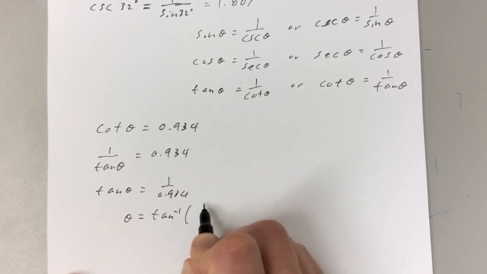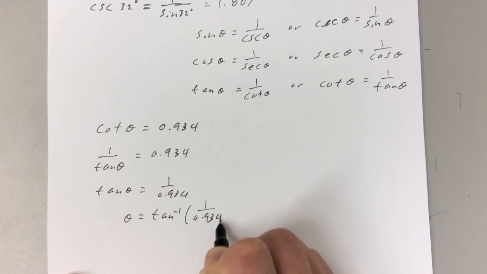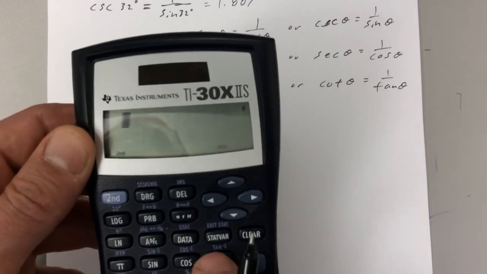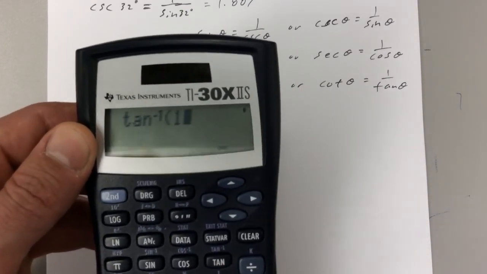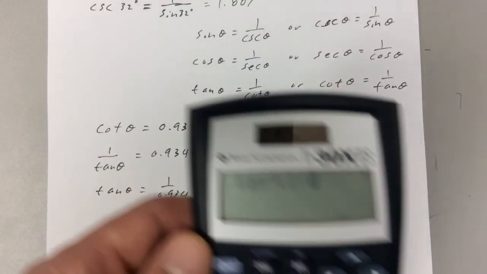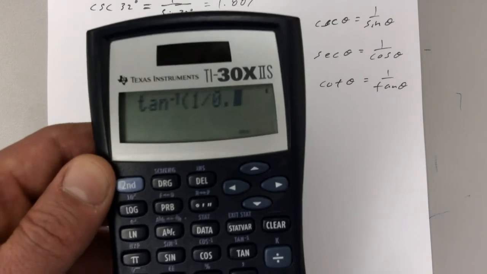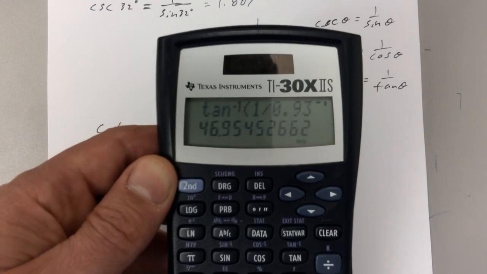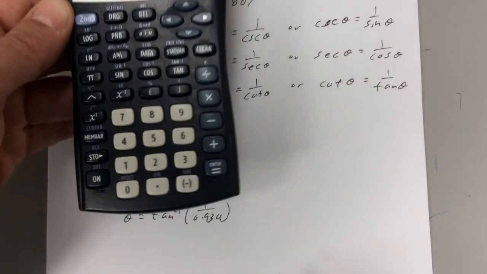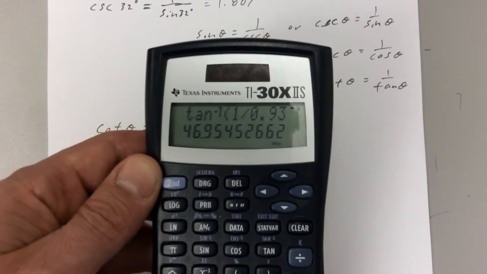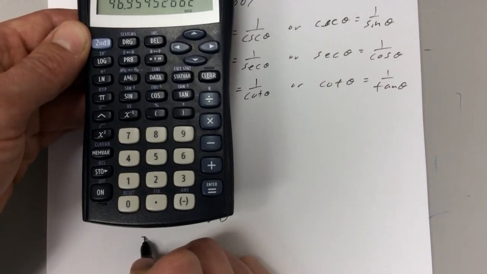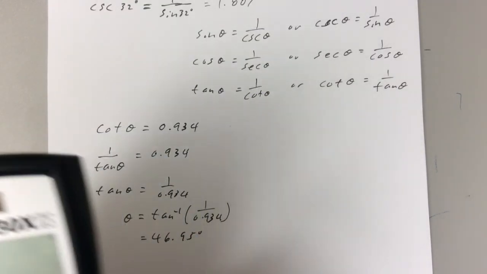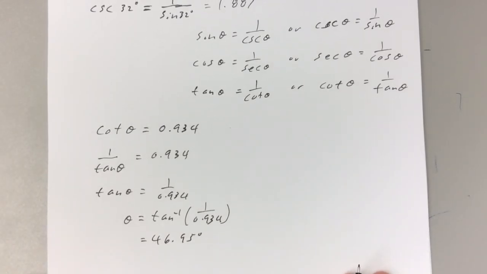So tan minus 1 of 1 over 0.934. Okay, and on your calculator, second function tan, to get tan inverse, 1 divided by 0.934. And you get an angle of 46.95 degrees. Okay. And that's how we work with reciprocal trig ratios for now.